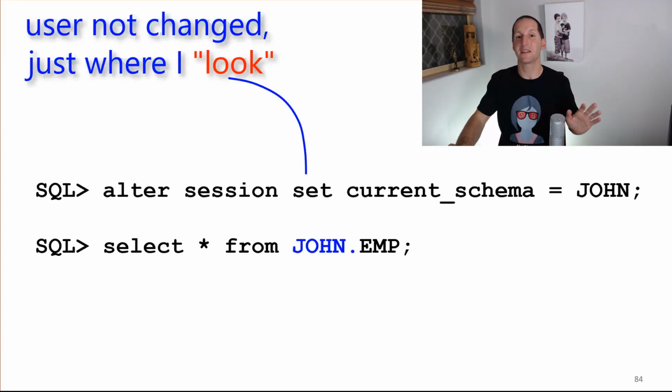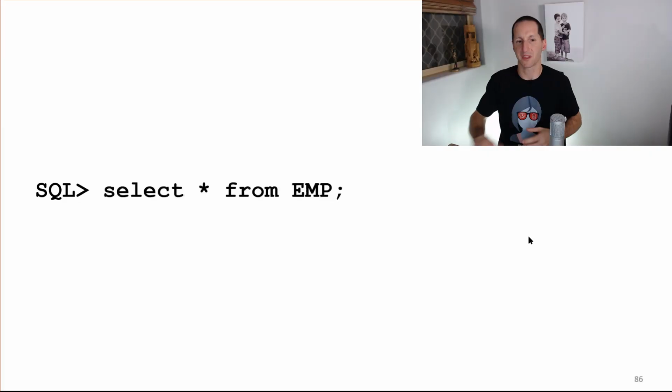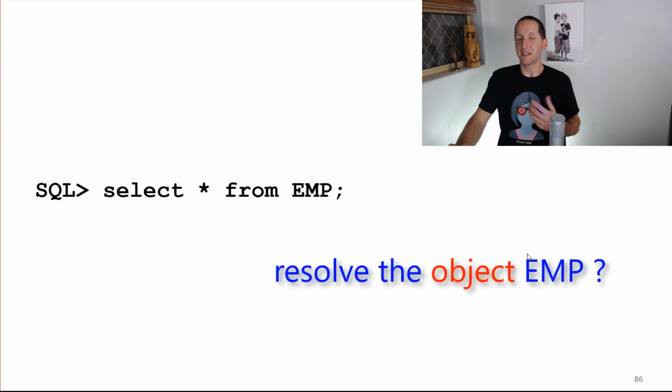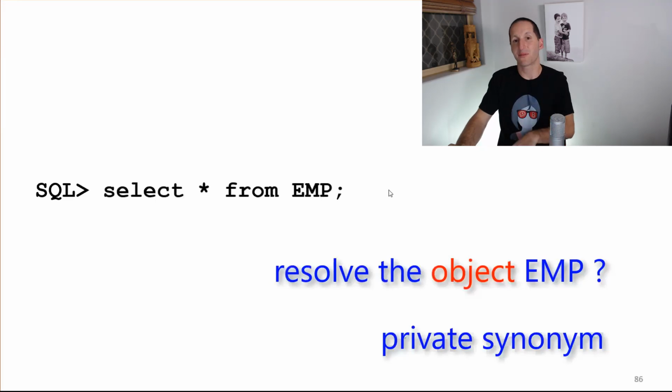Now, none of that has anything to do with synonyms so far, but once we've decided which schema we're looking in, then we try to resolve that name, as in what is that thing? So when I do select star from emp, I need to actually work out what emp is. I need to resolve it as an object. Now keep using the word object here because it might not necessarily be a table. It could be a private synonym. So let's have a look at what that means.